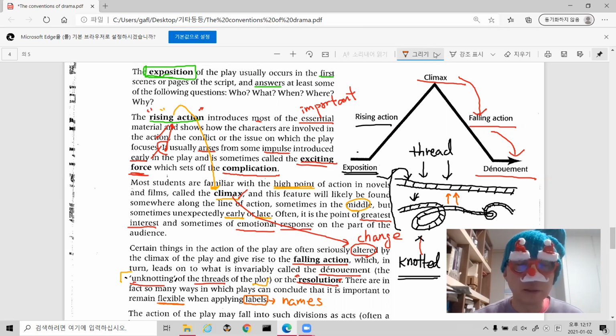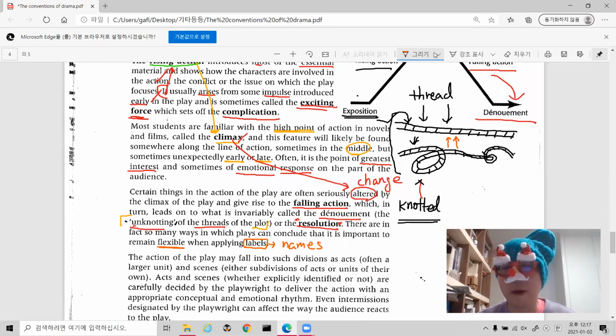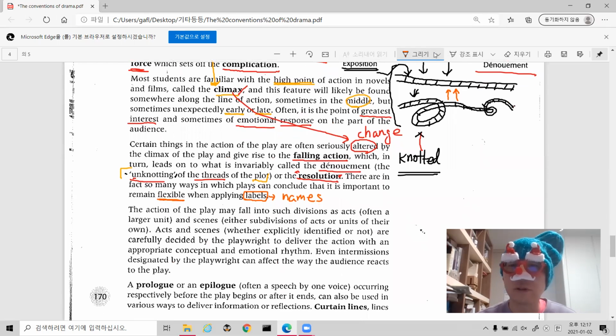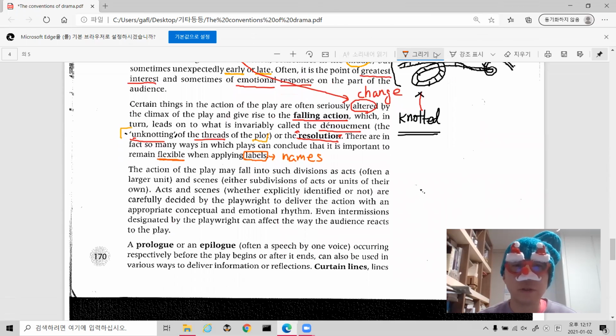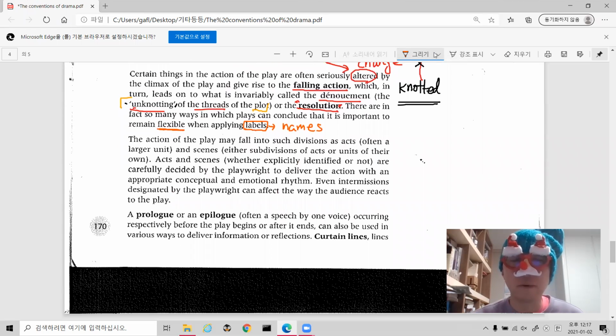We need to remain flexible because the drama doesn't really follow all this structure. We have all kinds of different styles and structures inside the drama. So applying these labels, these names, to each part or each stage of drama, we have to be a little flexible. Okay, this is not mathematics, right? This is literature, this is a drama, so we should be more flexible applying the name of each stage.